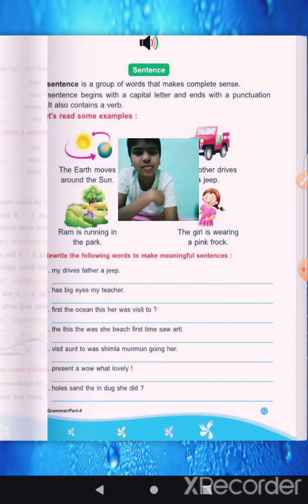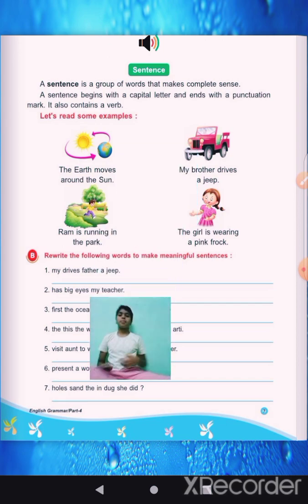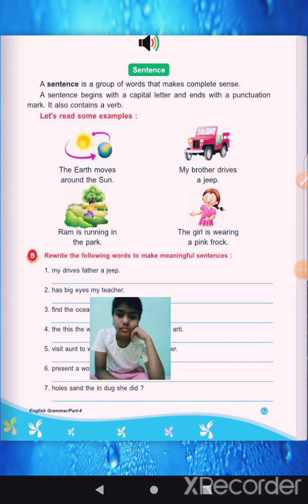Okay. Next, sentence. A sentence is a group of words that makes complete sense. A sentence begins with a capital letter and ends with a punctuation mark. It also contains a verb. Let's read some examples. The earth moves around the sun. Ram is running in the park. My brother drives a jeep. The girl is wearing a pink frock.